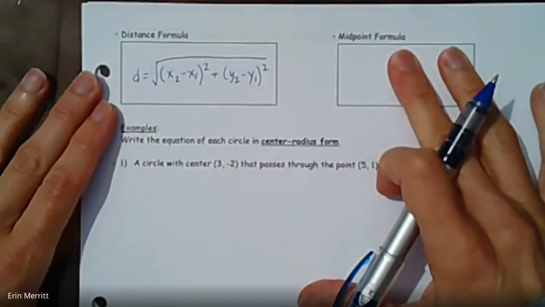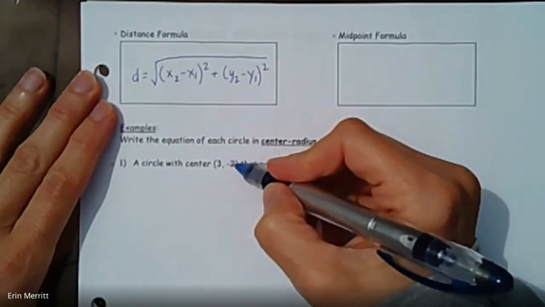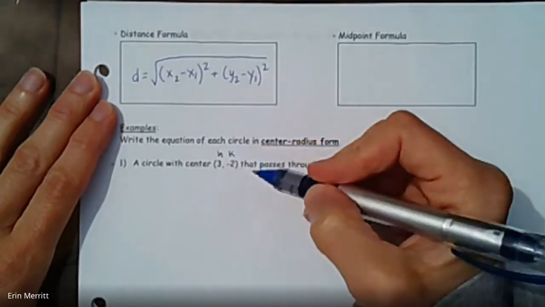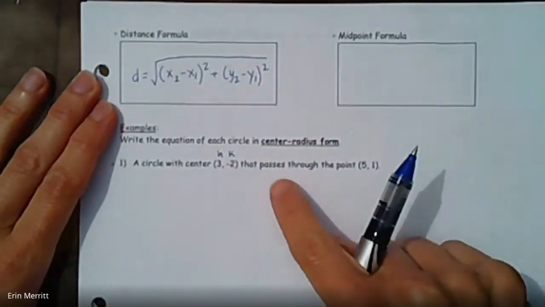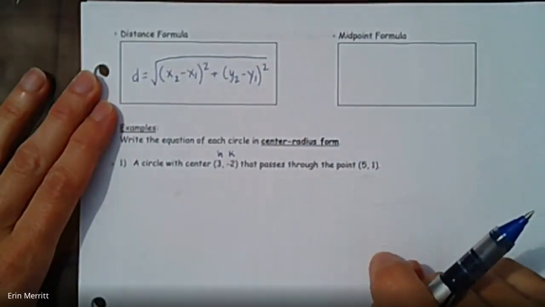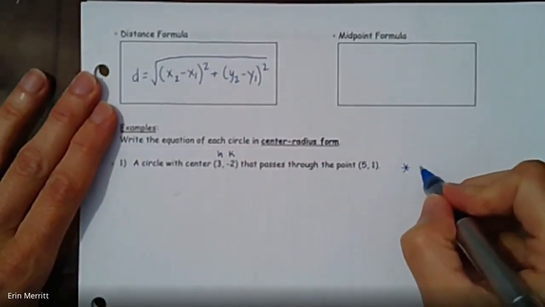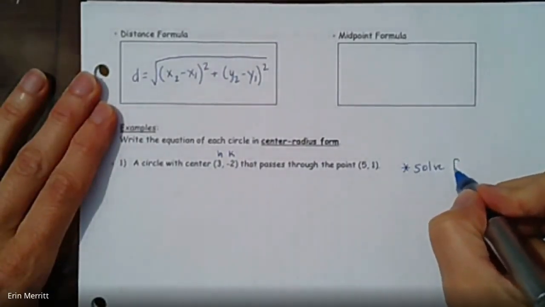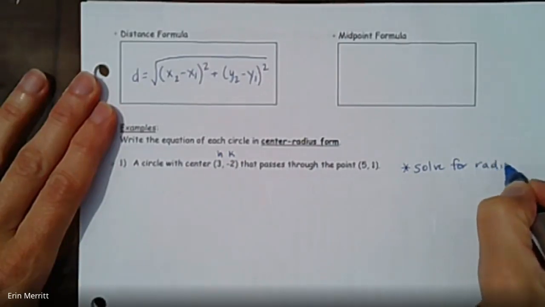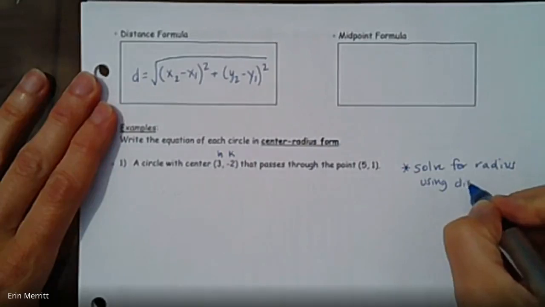All right, the very first one is the one that I'm talking about. So it says you have a circle where the center is (3, -2). So in a little bit, we're going to use that as our h and k. But this time it tells you it passes through the point (5, 1). So they don't give you the radius. So what we actually have to do here is solve for the radius using the distance formula.